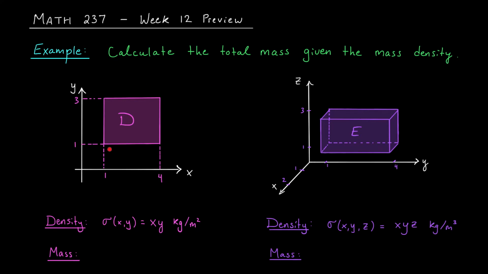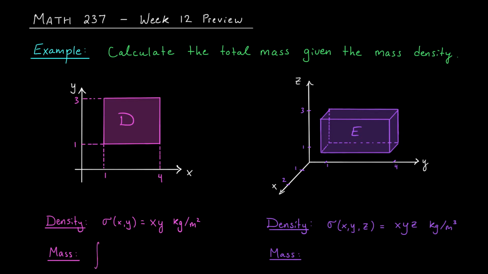On the left, we're dealing with a two-dimensional object D. Maybe this is like a thin, flat steel plate living in the xy plane. We're told that at the point x, y, this object's mass density is given by x times y kilograms per meters squared. Well, if we know the density function, we can integrate that function to get the total mass.